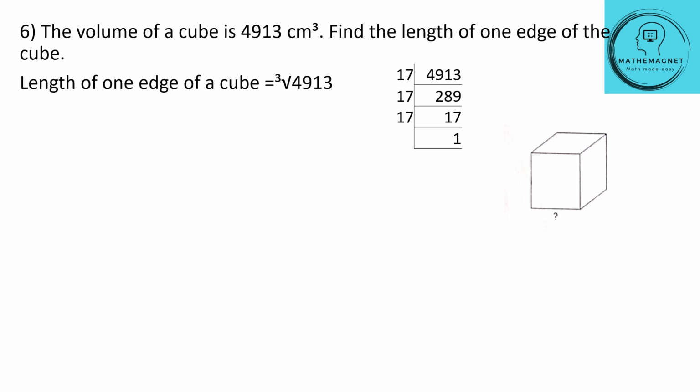That is, by using the prime factorization method, 4913 goes by 17 thrice. So for finding cube root, we will take the number that repeats 3 times as 1. So since 17 is repeating thrice, I will consider it as only once, and so cube root of 4913 will be equal to 17. So the length of one edge of the cube will be equal to 17 centimeters.